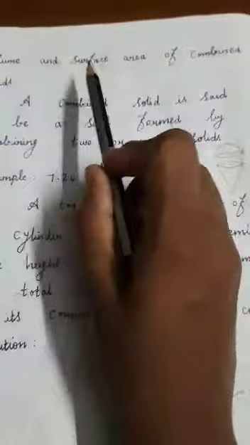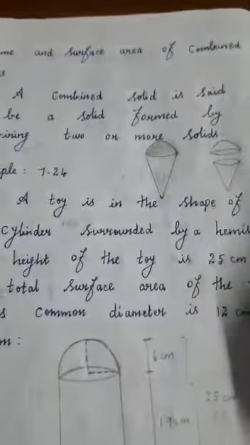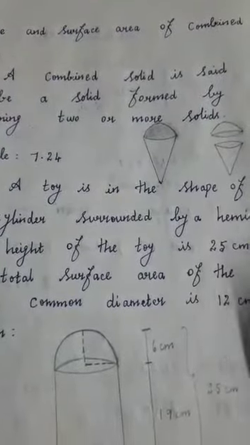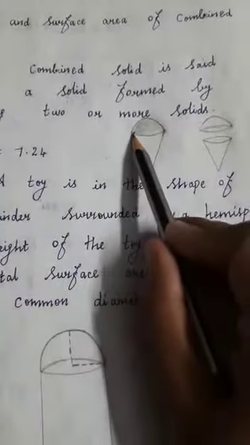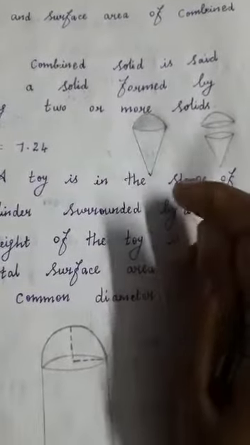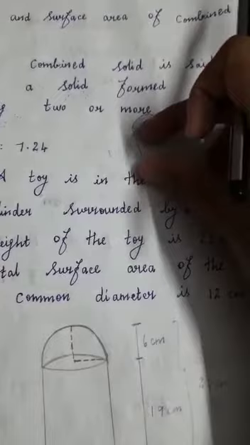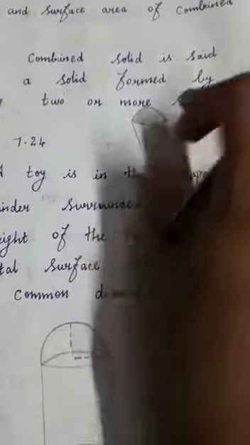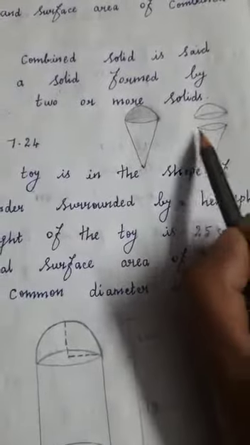So to calculate the surface area of the combined solid, we should only calculate the areas that are visible to our eyes. This part we cannot see. So we take the CSA of the cone, because if we consider the full cone, then it would be the TSA. But this base part we are not taking, so only this part.